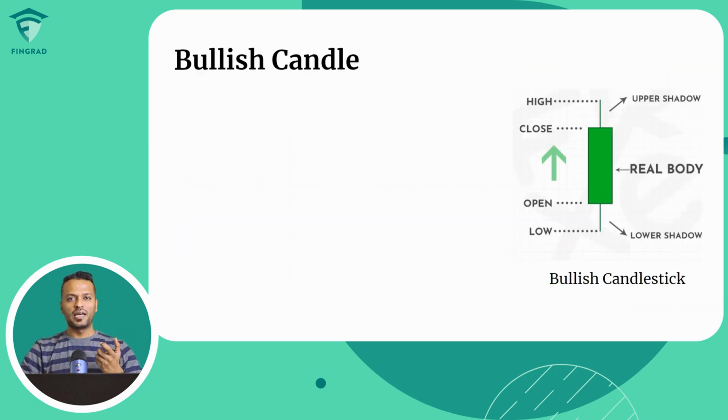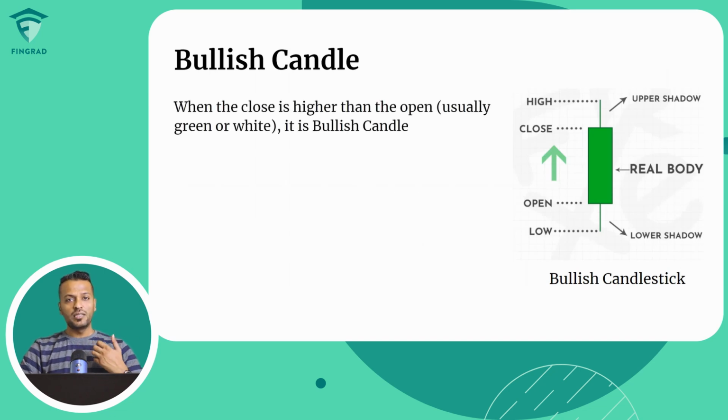We've understood what a candlestick is. We understood the various components which come along with it. But what would be a bullish candlestick? When the close of the candle is above the open of the candle, it is called a bullish candle. If you look at the picture on the right hand side of the screen also, the close is above the open, and that is how it has become a bullish candle.